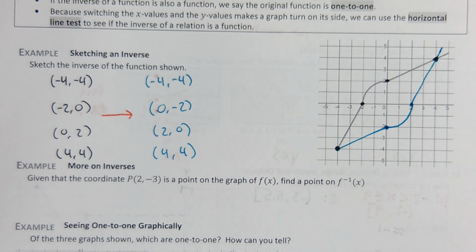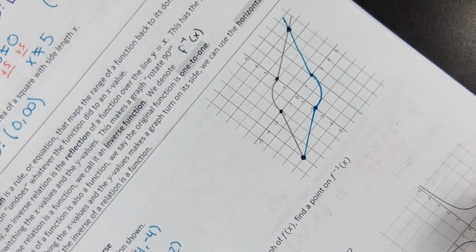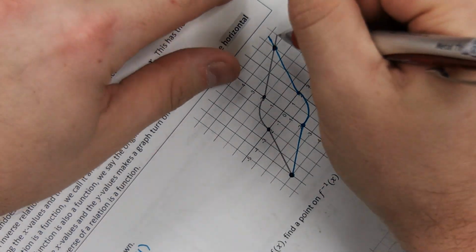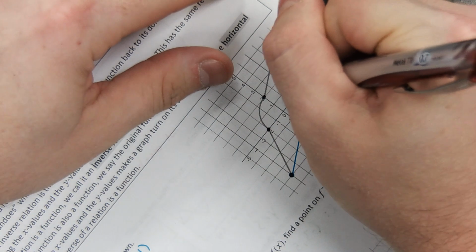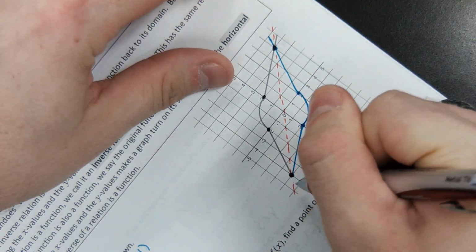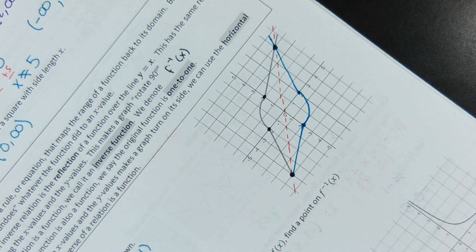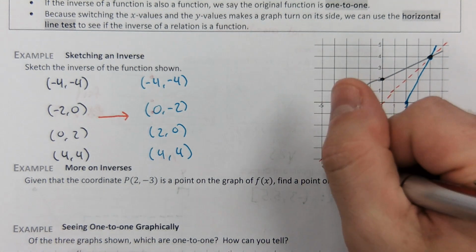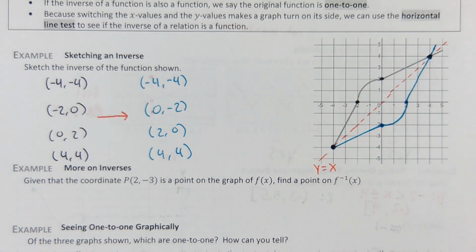Now, check this out. I'm going to put the line y equals x on there. And I hope that it's pretty clear that my inverse is literally a reflection across the line y equals x, simply by switching x and y. Not too bad, right? Isn't that neat?